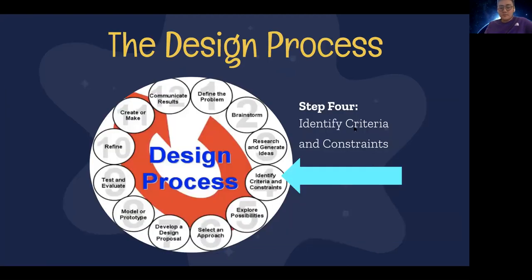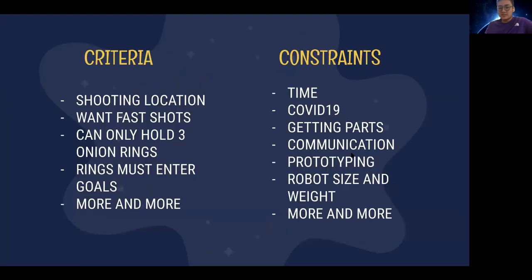So, identifying criteria and constraints. This is kind of self-explanatory. Criteria: probably shooting location. We want fast shots. In FRC, in the previous season, Infinite Recharge, teams were judged on how fast they could shoot those balls into the goal. That mattered.